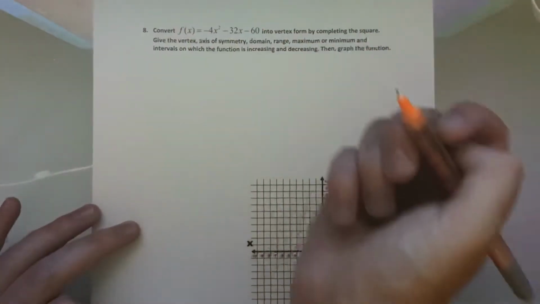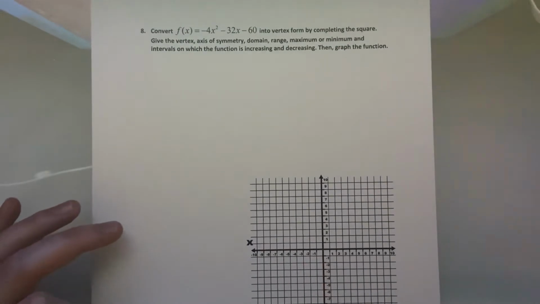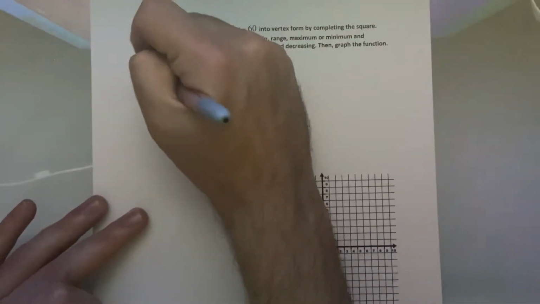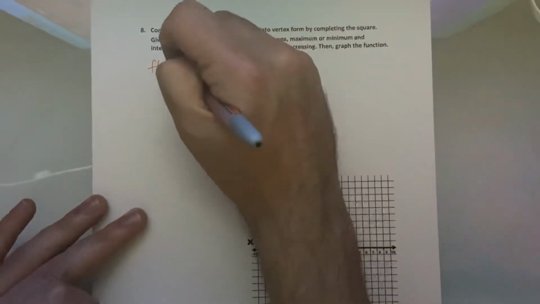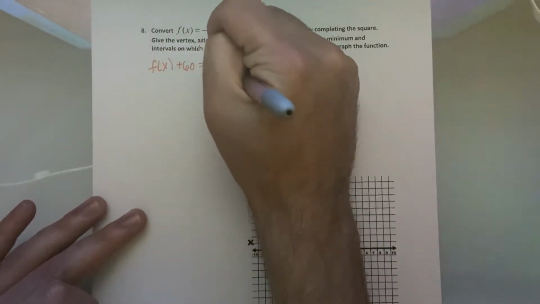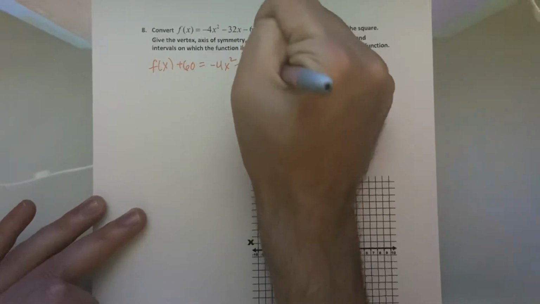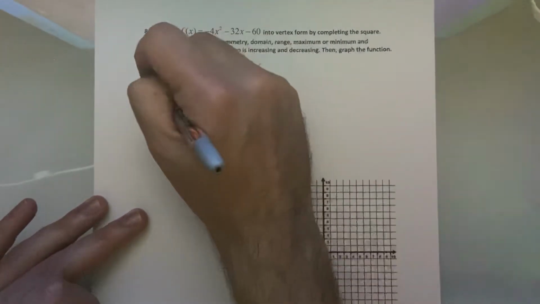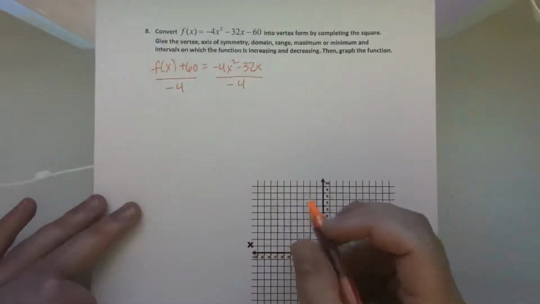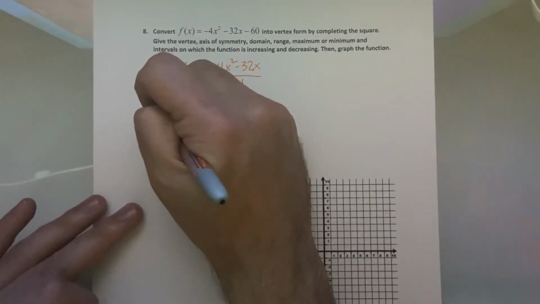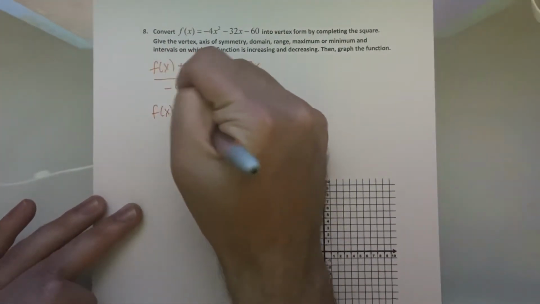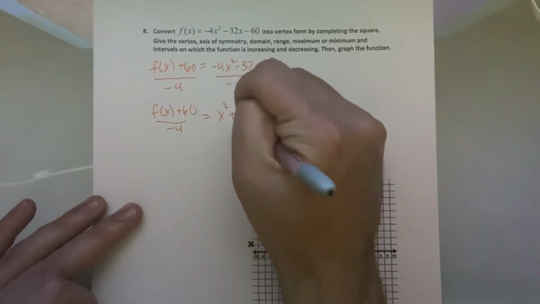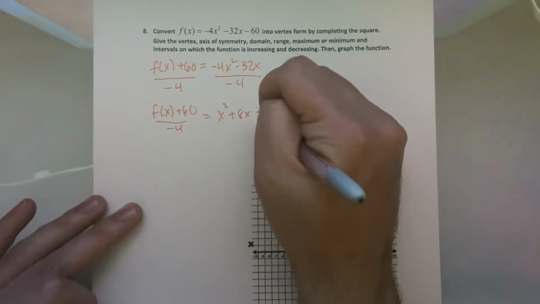Okay, so we're going to do this one by completing the square, even though I showed you the trick on the last problem. So we have f of x. We're going to add the 60. It's negative 4x squared minus 32x. I also need to get rid of a, so I'm going to divide by negative 4. So that means (f of x plus 60) over negative 4 equals x squared plus 8x plus blank.